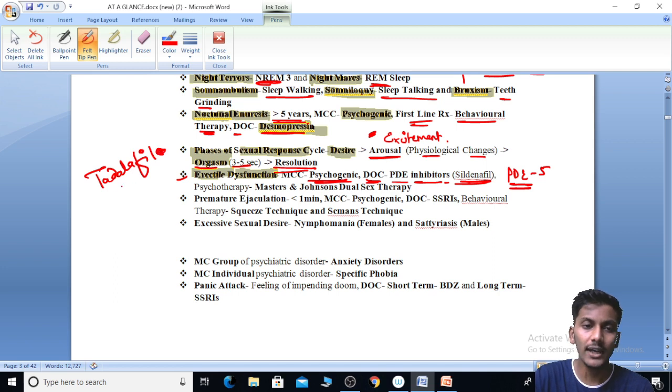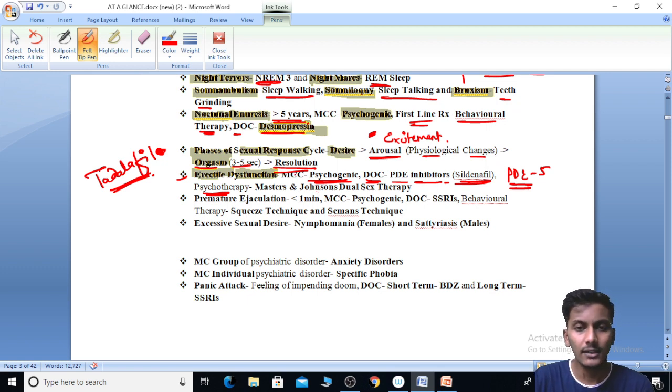Kya mark karoge? Tadalafil is the longest acting phosphodiesterase 5 inhibitor. Sildenafil is available in the market with the brand name Viagra. Yaad rakhna. Along with the drugs which can be used in cases of erectile dysfunction, we also have psychotherapy, which is known as Masters and Johnson's dual sex therapy.